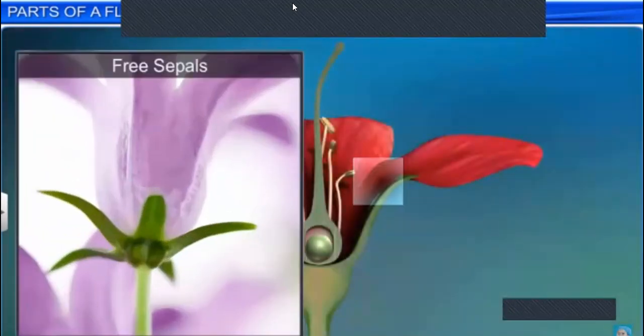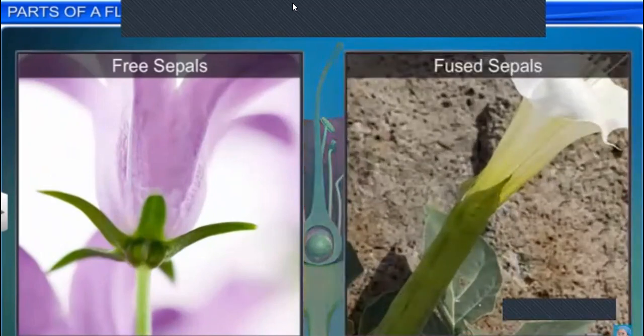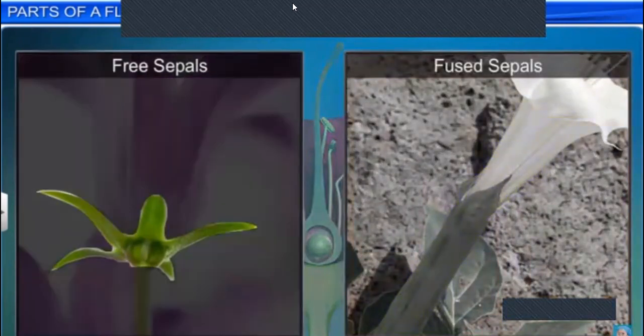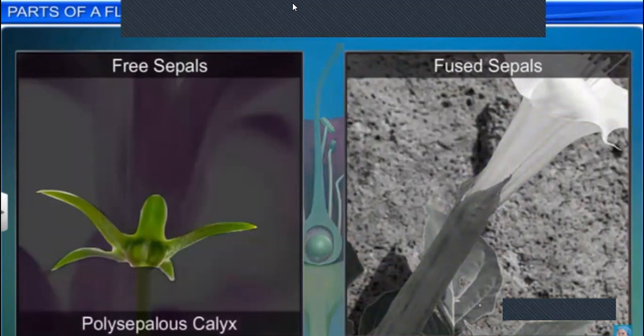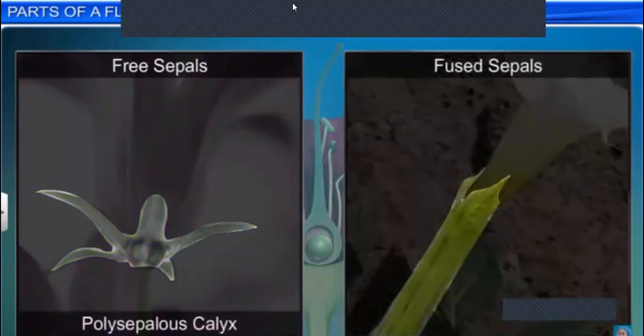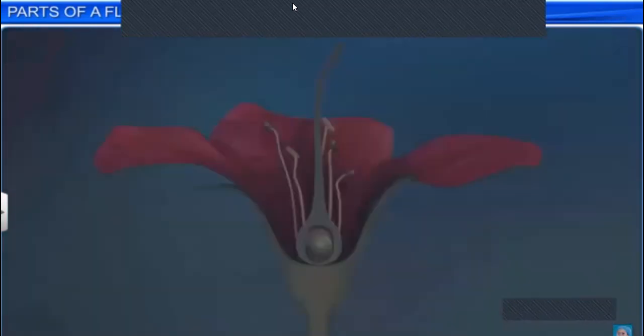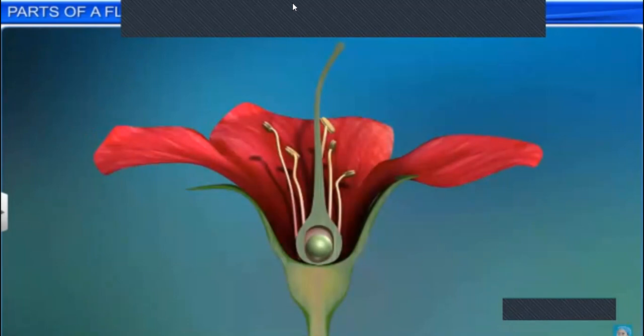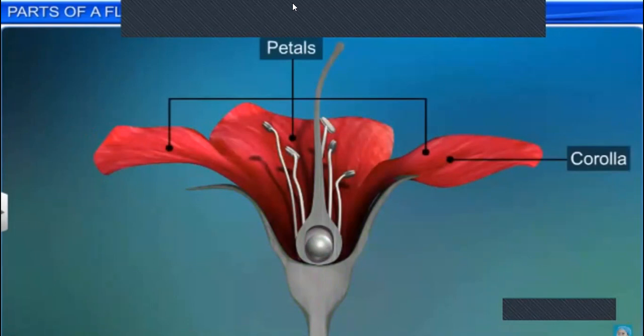The sepals can be either free or united. When free, the calyx is called polysepalous, and when united, the calyx is called gamosepalous. The next inner wall is the corolla, which consists of petals that are usually thin and soft.